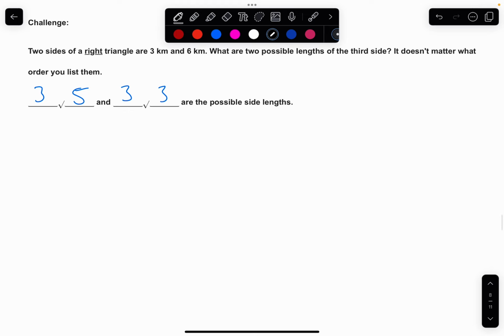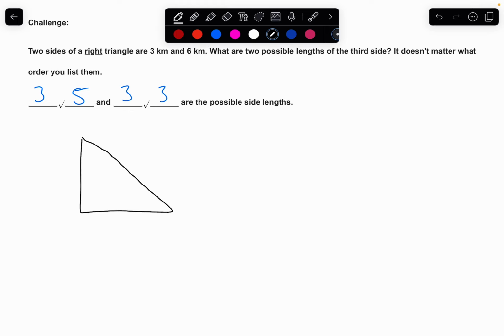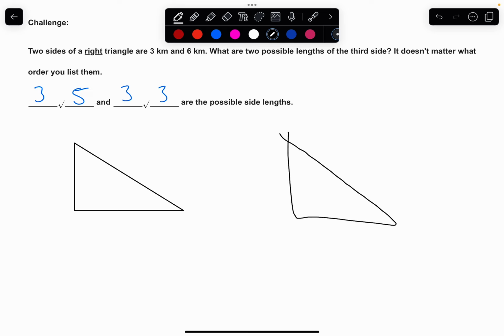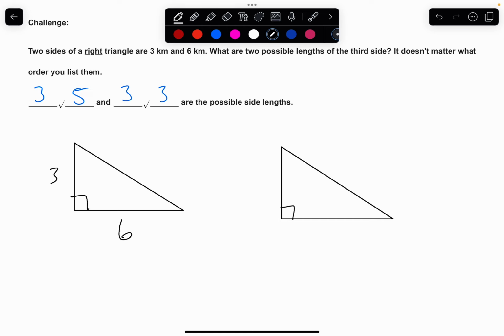Challenge question. The two sides of a right triangle are 3 and 6. And the reason this one's a challenge, and if you want, take a second, pause it, and try to do this without my help. But here's the deal. They just said two sides of a right triangle are 3 and 6. They did not say which two sides. So it could be the legs are 3 and 6, or it could be a leg and a hypotenuse.